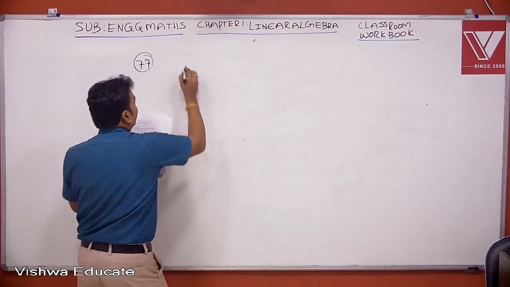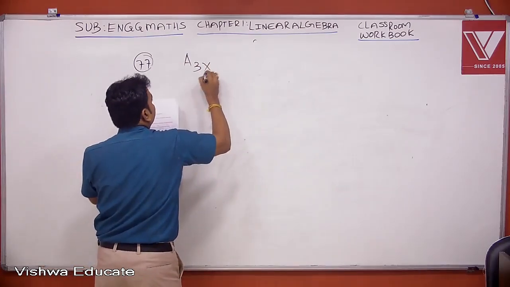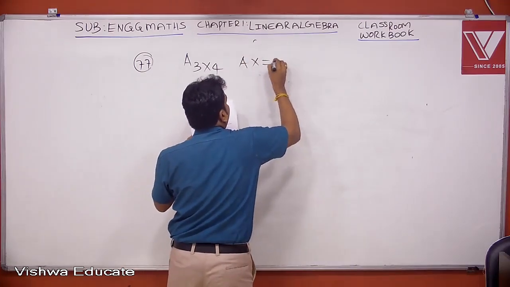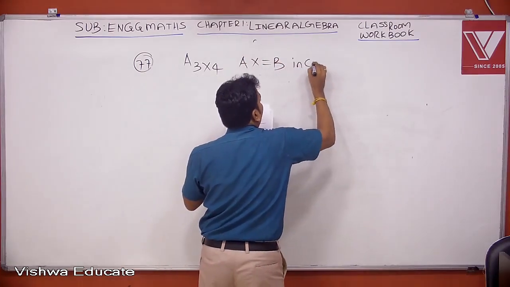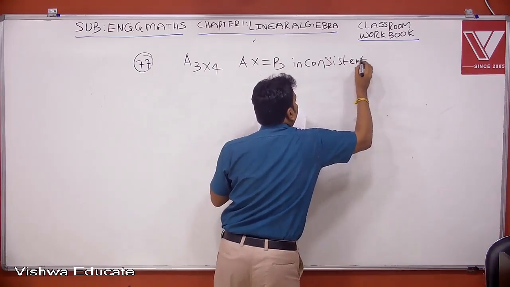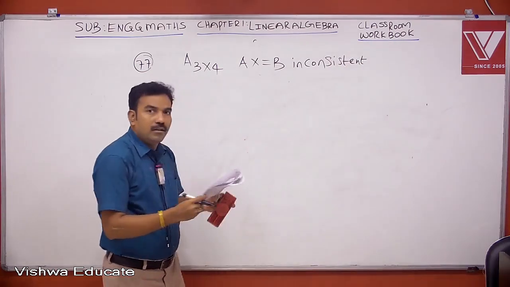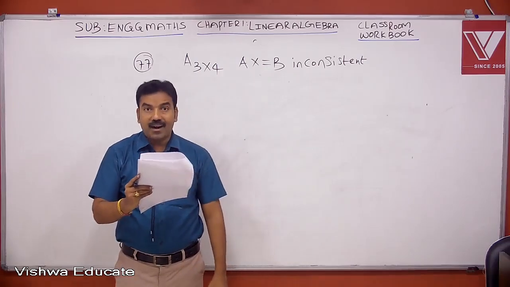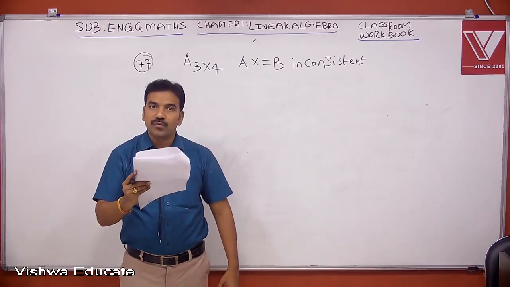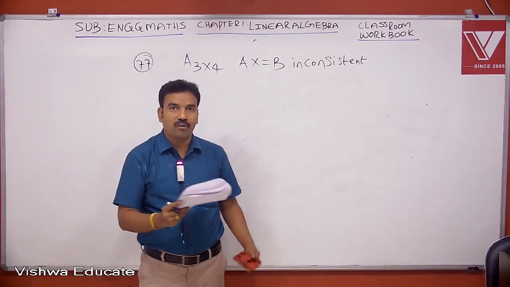So A is a 3 by 4 matrix. It is given that Ax equal to B is inconsistent. Inconsistent means it has no solution. What they ask is the highest possible rank of A. The options are 1, 2, 3, 4.